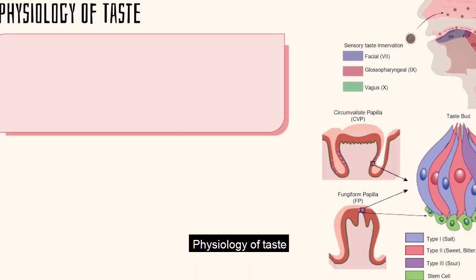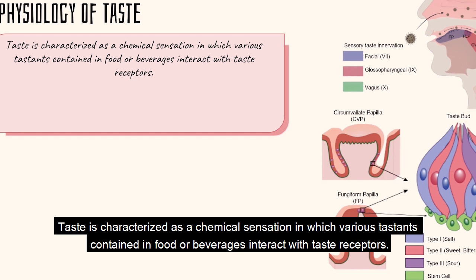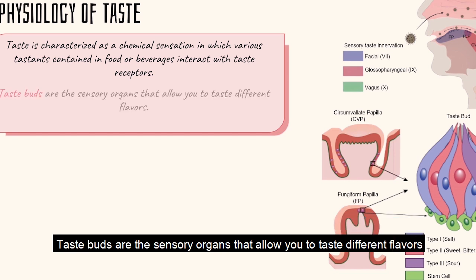Physiology of taste. Taste is categorized as a chemical sensation in which various tastants contained in food or beverages interact with taste receptors. Taste buds are the sensory organs that allow you to taste different flavors.